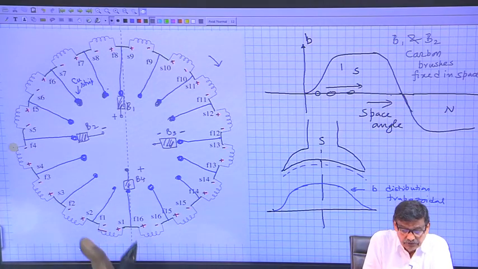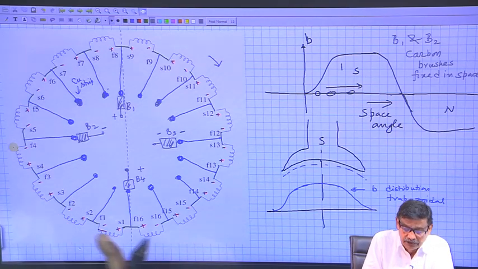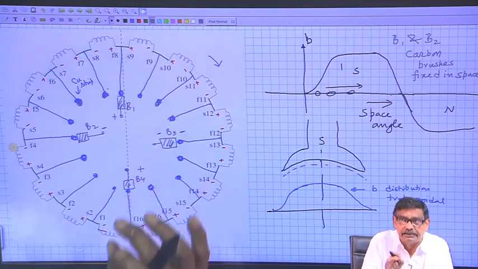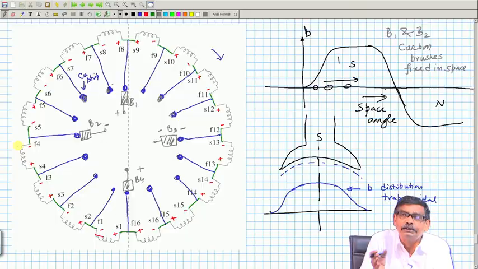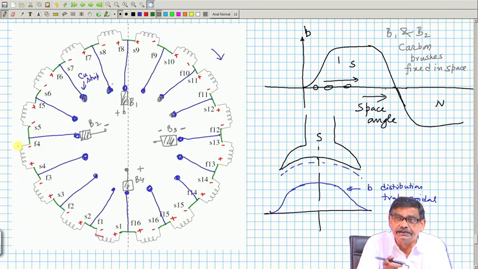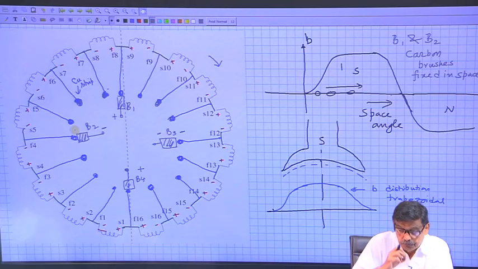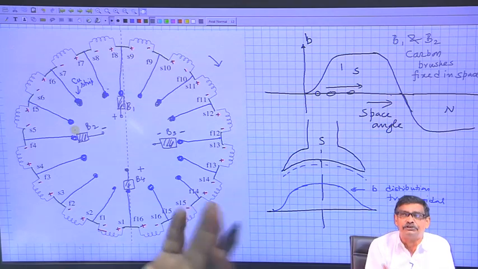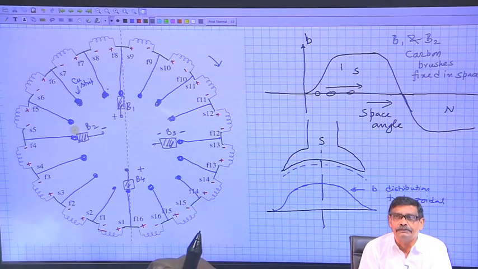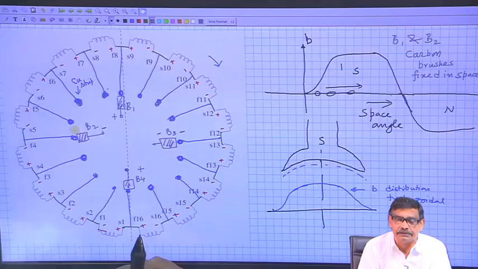If S 1, S 2, S 3, S 4 are under the influence of the North Pole when I take a snapshot, then S 5, S 6, S 7, S 8 should be under the influence of the South Pole, and their return or finish coil sites F 5, F 6, F 7, F 8 should be under the influence of the North Pole. That way I decide the instantaneous polarity of the induced voltage, how it is distributed in space, because each coil has got 2 terminals.